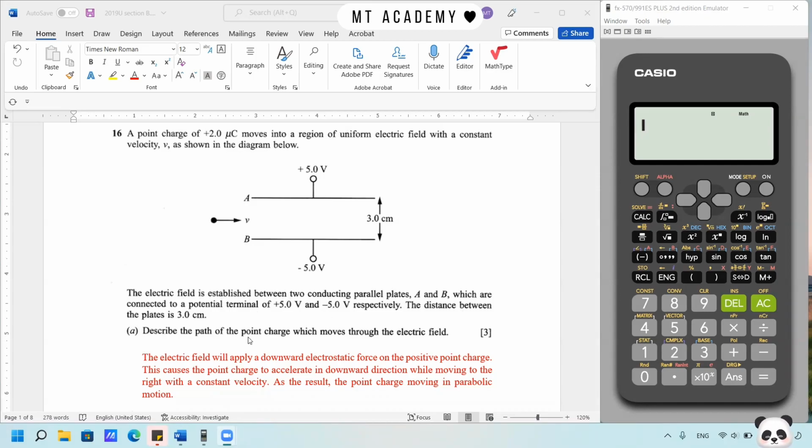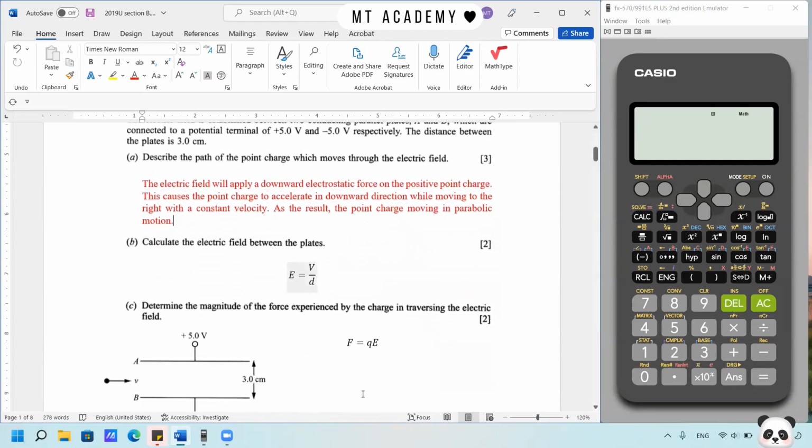First is to describe the path of the point charge which moves through the electric field. This is what we have learned before. When there's a potential difference between the plates, there will be an electric field flowing from A to B. So when a charge moves across the plates, there's an electrostatic force in the downward direction, since the positive charge will be repelled by the positive plate and attracted to the negative plate. This electrostatic force will cause the point charge to accelerate in the downward direction while moving to the right with a constant velocity. In the end, the point charge will move in a parabolic motion.